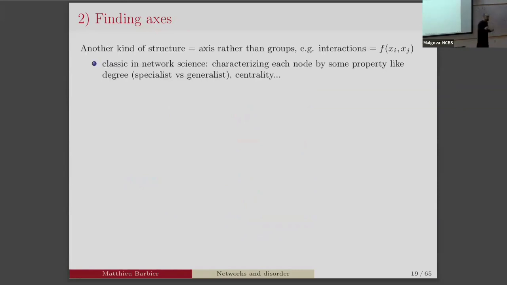And then a different kind of idea, instead of looking at big groups, is to find axes, like one-dimensional or a few-dimensional axes, which is exactly what Sergey was going towards. So instead of saying that I have a few blocks in my matrix, I could just say that for every species, there is some trait, X, and now the interaction probability is a function of Xi and Xj, and the same function for everybody.